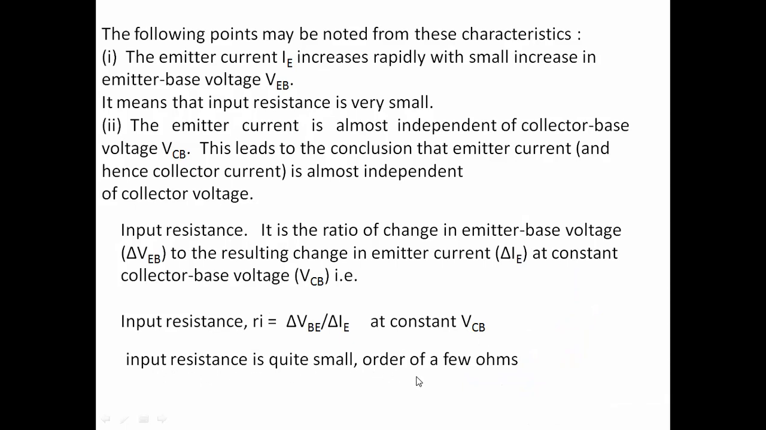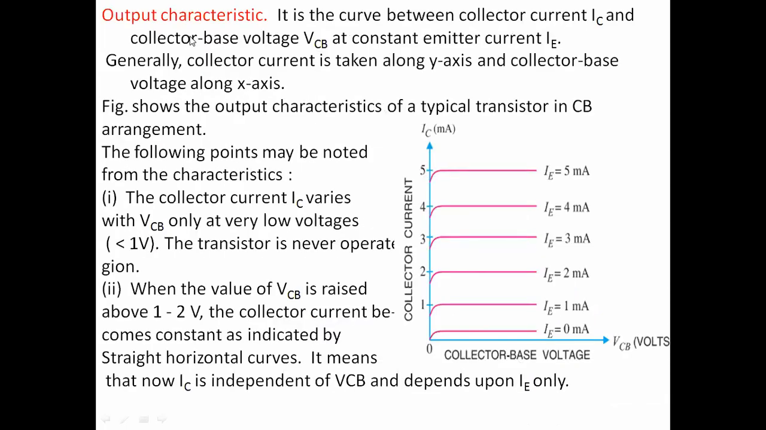Generally this input resistance is small, in the order of a few ohms. Similarly for the output characteristics. Output characteristics are obtained between the collector current IC and the collector base voltage VCB at constant emitter current IE. So here the input current, that is the emitter current, is kept constant, and we get the characteristics for VCB and IC, the collector current and the voltage between collector and base.